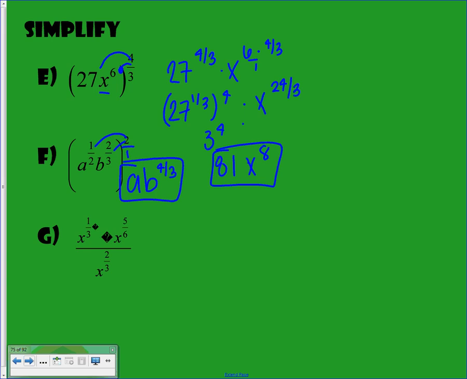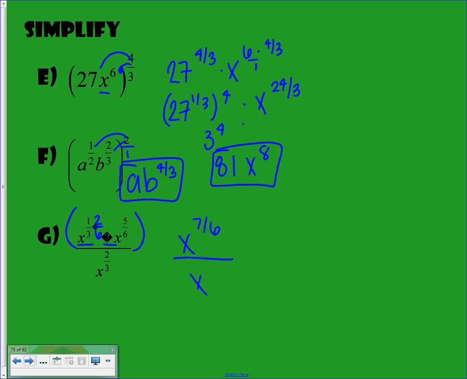Example G, I've got x to the 1/3 times x to the 5/6 over x to the 2/3. If I deal with this top part first, I would have to add those exponents because I have two separate bases here. So if I put this in terms of 6, 1/3 is 2/6. So the top means I now have 7/6.